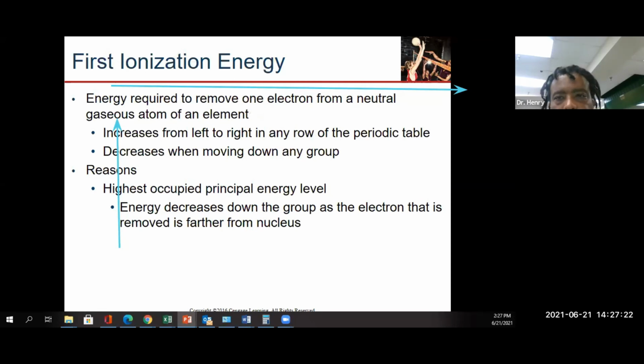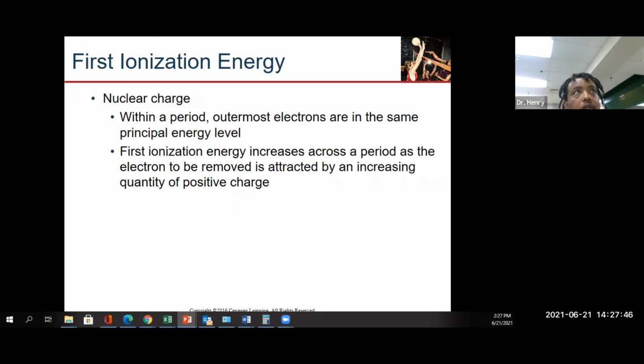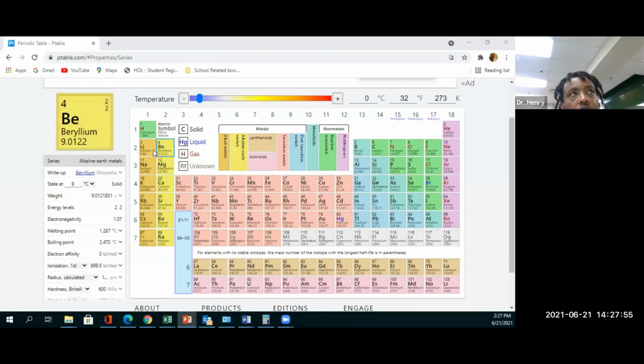Okay, ionization energy. Ionization energy is the energy to remove one electron from a neutral gaseous atom. Now, we know if we look on the periodic table that group 1 metals like to lose an electron. All of these guys want to lose an electron because then it makes them that much like neon. So do you think it's going to take a lot of energy to remove one electron from those guys?